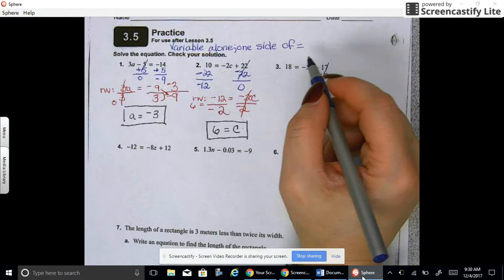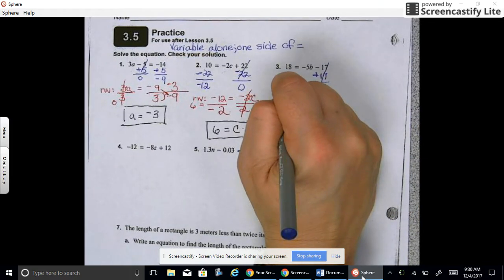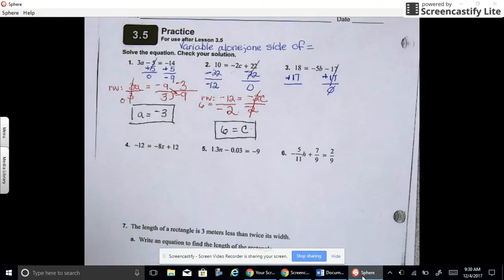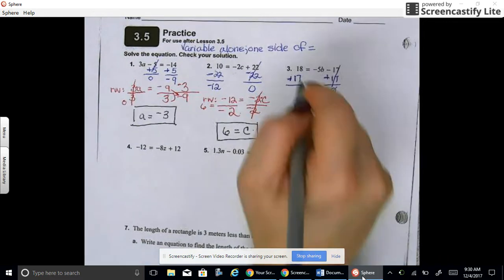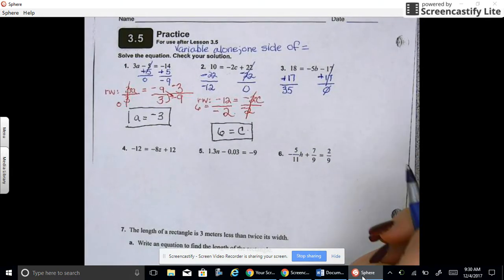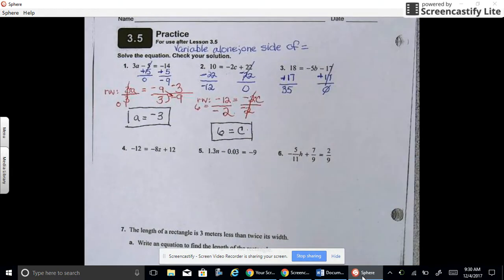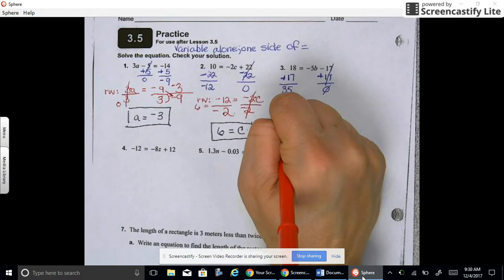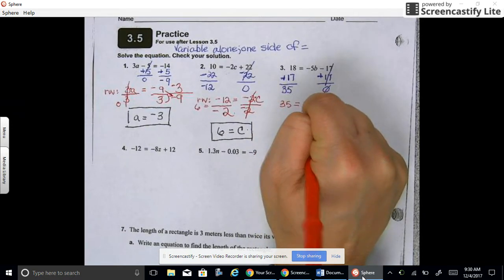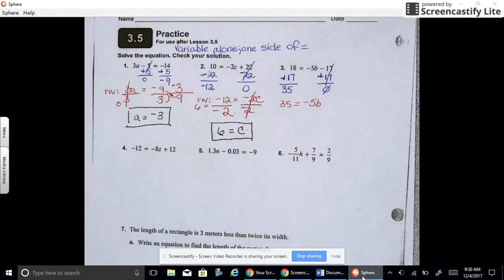So now I'm going to add these two together on this side, because what I do on one side, I do on the other. And 18 plus 17 is what? 35. Winner, winner, chicken dinner. Okay, so I've got 35. I'm going to rewrite it now. I've got 35 equals negative 5b. But I still want that b alone on one side of the equal sign.